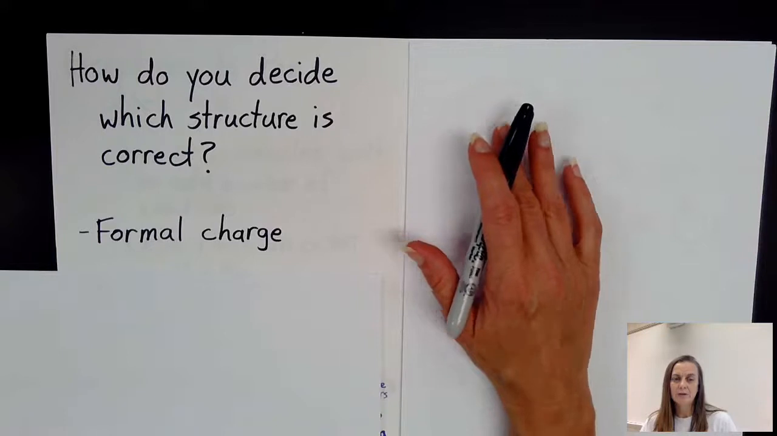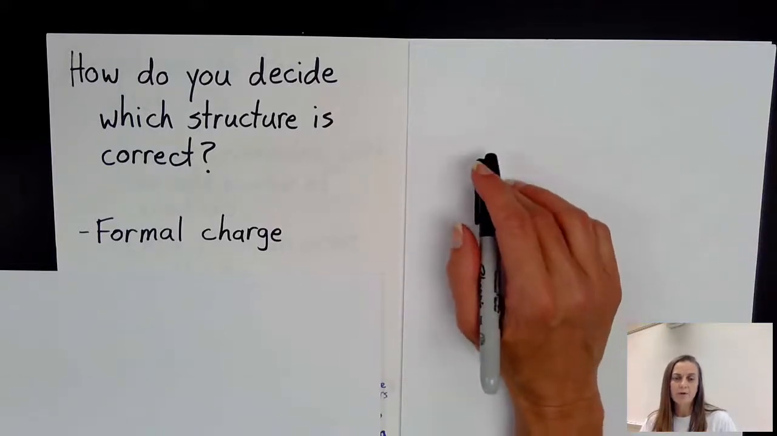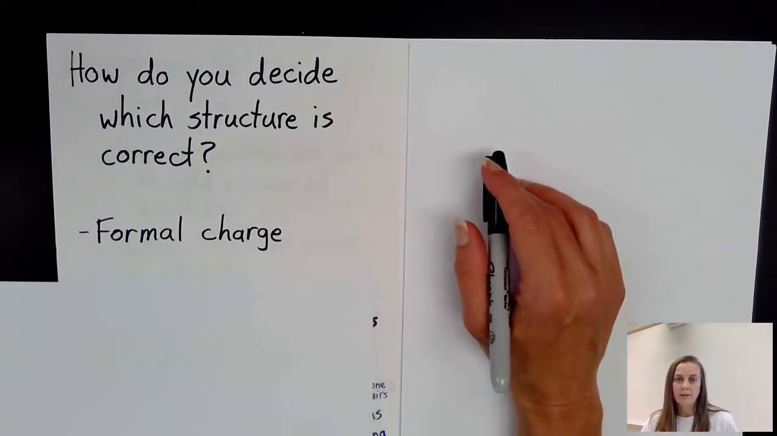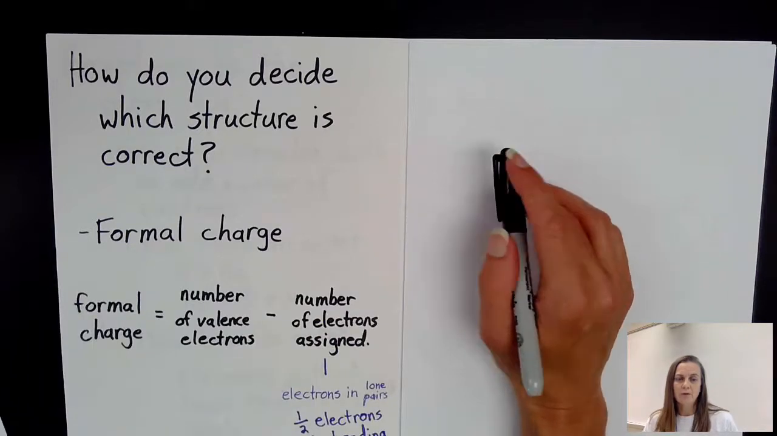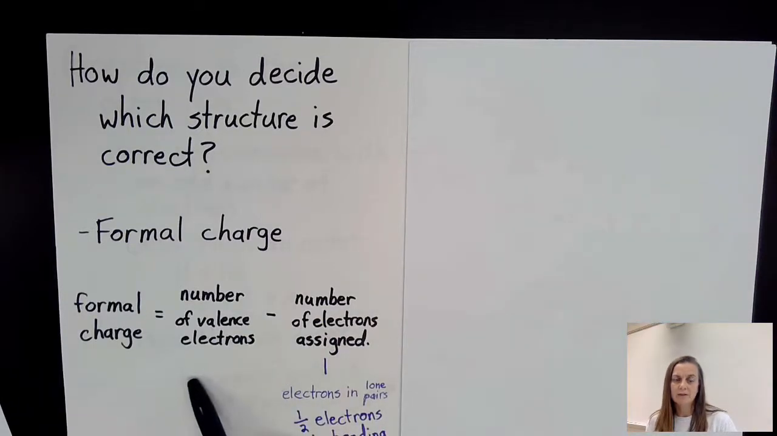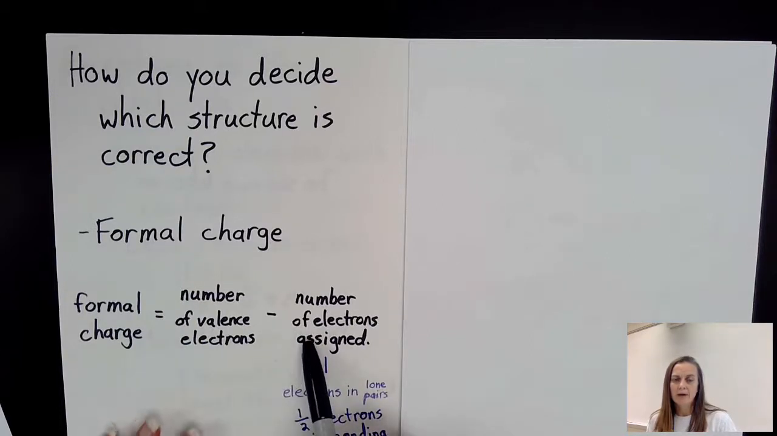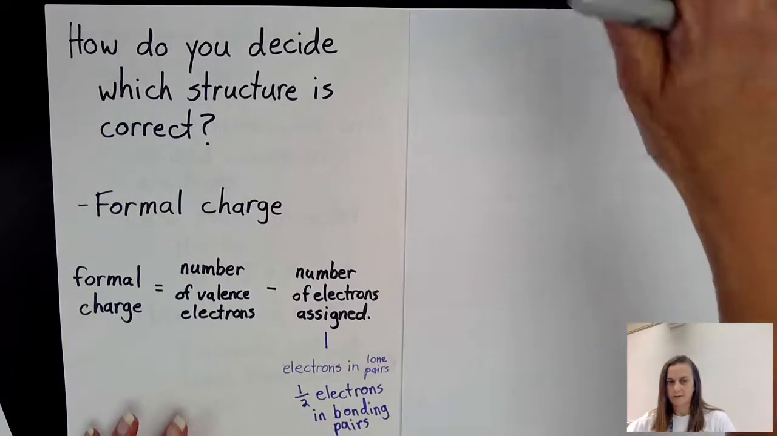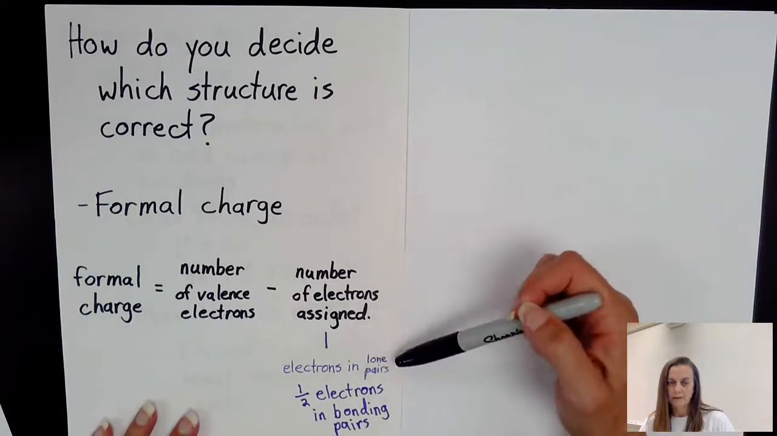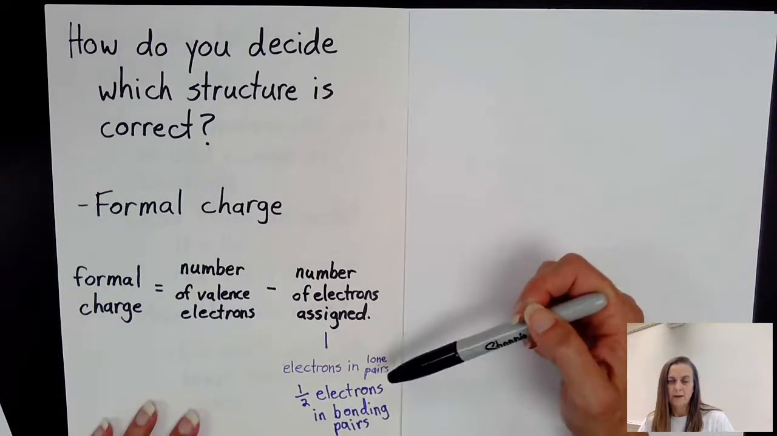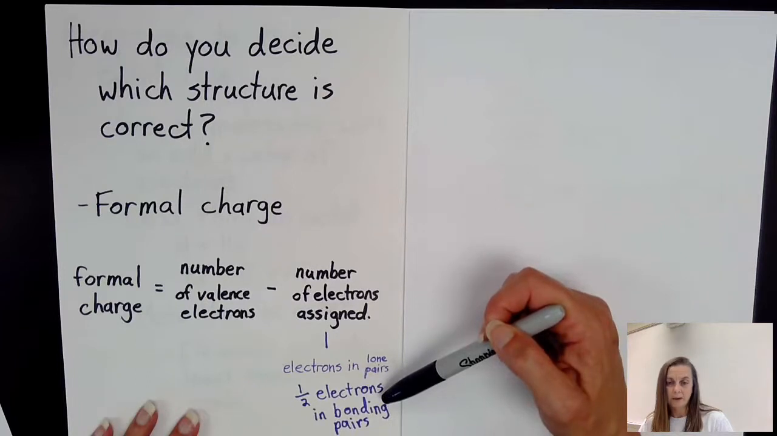So, we're going to address the formal charge. And so if we want to use formal charge, we have to know how to calculate formal charge by first determining the number of valence electrons in our atom. We find the number of electrons that we've assigned by first counting the number of electrons in lone pairs, and then counting the number of electrons in bonding pairs attached to that atom and taking half of that number. Another way of looking at this is counting the number of electrons in lone pairs on the atom and then counting the number of bonds on that atom, which is the same thing as half the number of electrons.